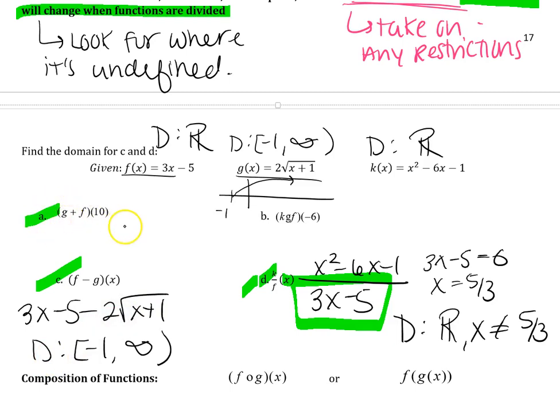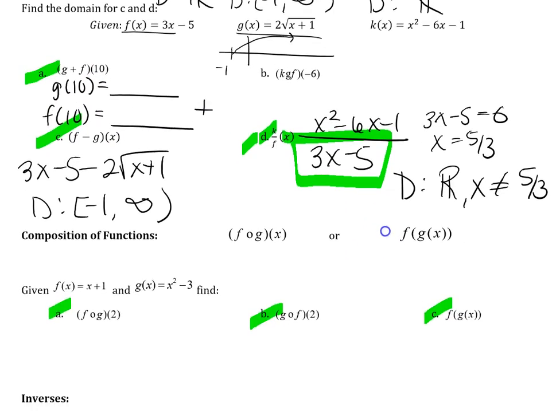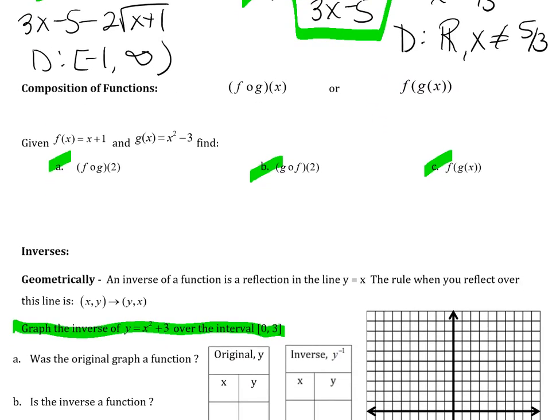One thing I skipped over was g plus f of 10. You'd evaluate the function g at 10, get a value. Evaluate f at 10, get a value, and then you just add those together. That's not too crazy. All right, composition notation.